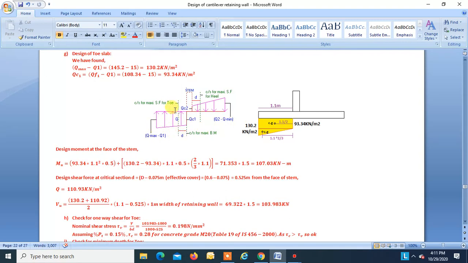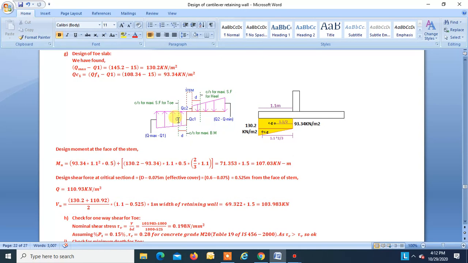We have to find the shear force due to this upward force which will be acting at this section, right? So you can find Q easily, Q is equal to 110.93. So Q is known, Qmax minus Q1 is known. You can take average of these two, into this distance, 1.5 minus 0.525, into 1 meter. So that is equal to 69.322. 1.5 is the factor. So this is your factored shear force, right, which will be acting at this section.